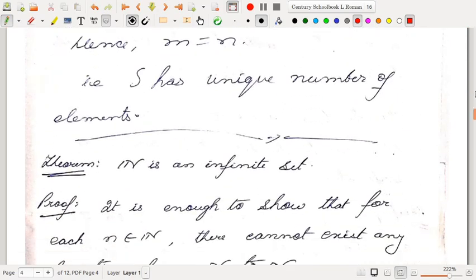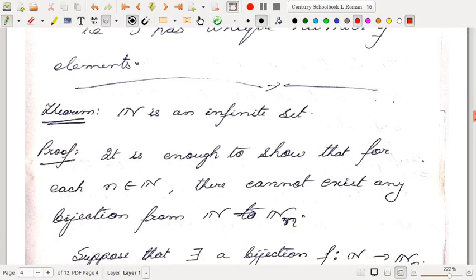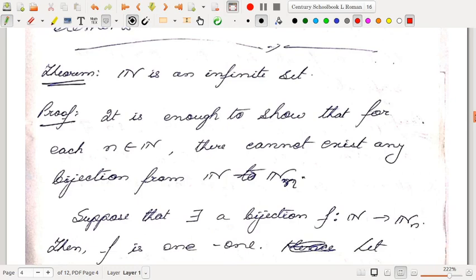So that is, S has a unique number of elements. Okay, so that is why we can define the number of elements. And say N is an infinite set. Okay, so let us prove this also from the definition. The very basic infinite set that we have.